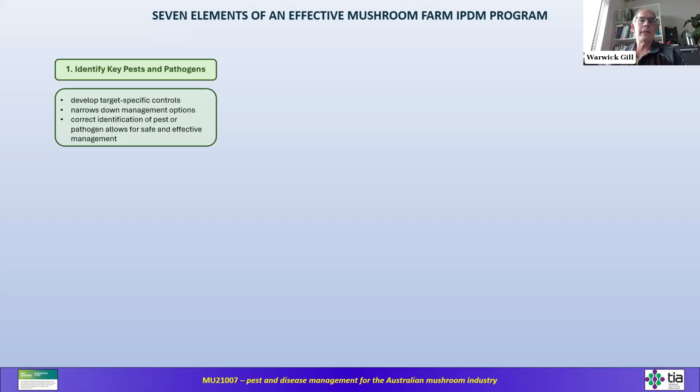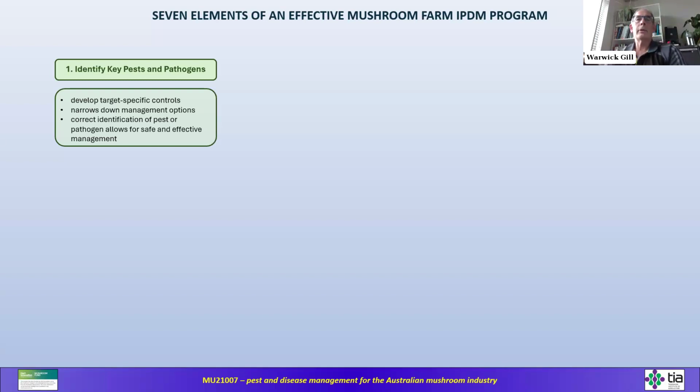So first step, and these steps are not necessarily in this order, depending on your farm, you must identify the key pests and pathogens. So therefore, once that's done, we can develop specific controls or containment measures. Knowing what we're dealing with will also narrow down the management options. So we know there are a few products available on the APVMA if we choose to go that way. And this will narrow down what we can use and what we can consider, knowing what we're dealing with.